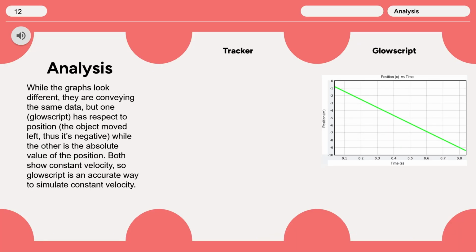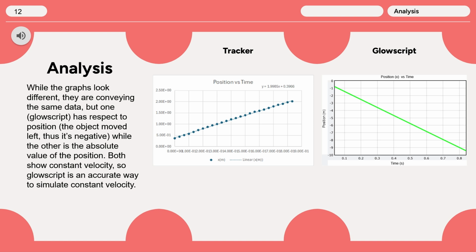Analysis. While the graphs do look different, they are portraying the same message: constant velocity was attained in this lab. The GlowScript graph is taking direction in regard to the origin into account, while the tracker data on the left is not. They both show a linear relationship, so constant velocity was achieved and we can accurately simulate it.